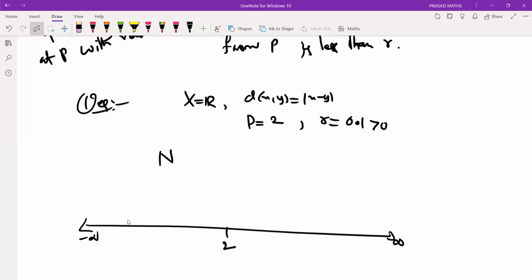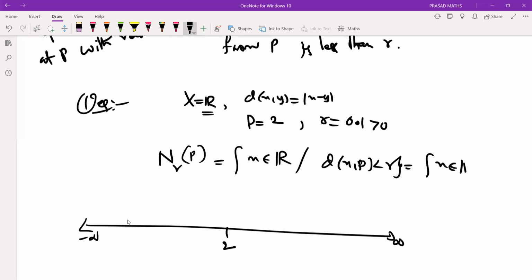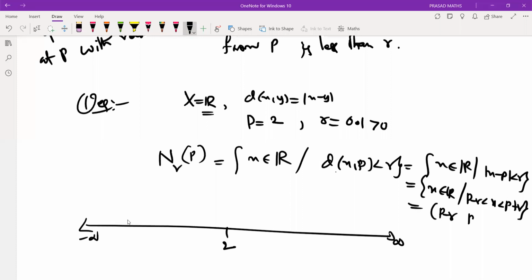My radius is this. So the neighborhood of a point P with radius r is, by definition, the set of all points in the real line whose distance from x to P is less than r. The distance between x and P, mod of x minus P, is less than r. When you solve this, what you get is P minus r less than x less than P plus r. That means the set of all real numbers lying between P minus r and P plus r.